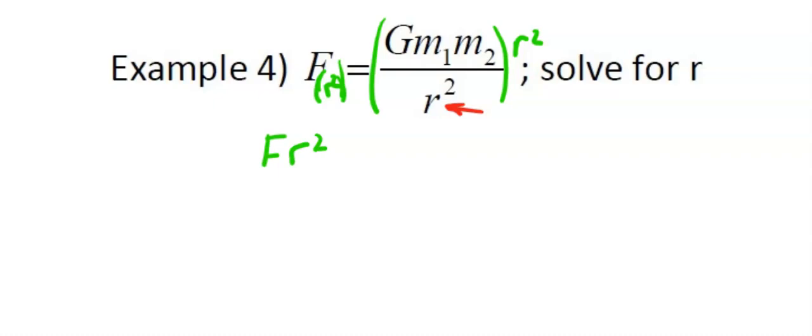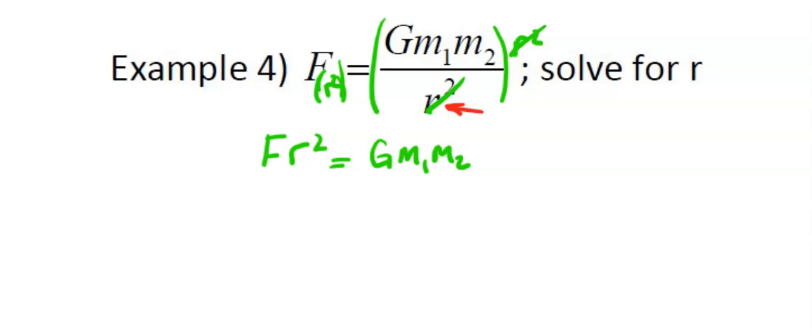This f, by the way, is the force of gravity. And this big G is a gravitational constant. So f r squared is equal to g m sub 1 times m sub 2, and the r squareds cancel. So that's all that we have left on the right.